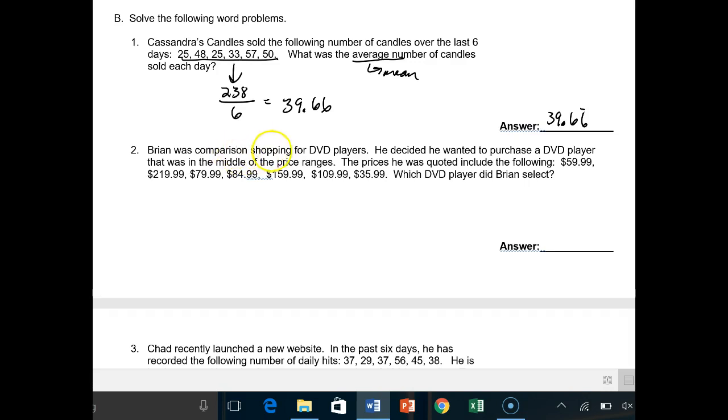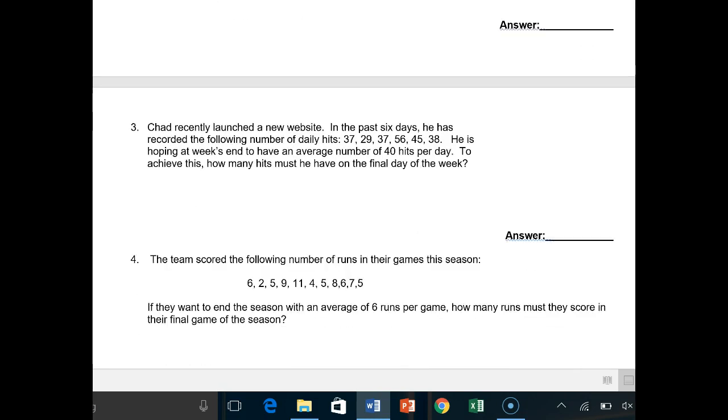Brian was comparison shopping for DVD players. He decided he wanted to purchase a DVD player that was in the middle, right? He didn't want something that was super cheap because maybe it doesn't have good quality. He didn't want something super expensive because maybe he couldn't afford it. So he said, I want to purchase something in the middle. These were the prices that he was quoted. Which DVD player did he want to select? Basically, you're talking median here. So you want to order those and then pick the middle. Number 3.